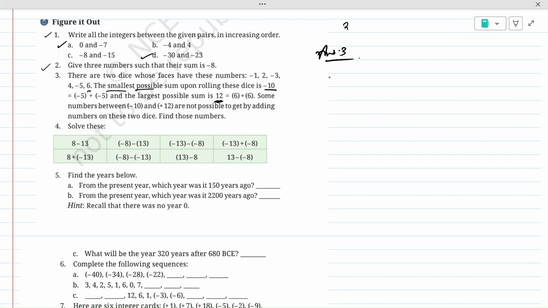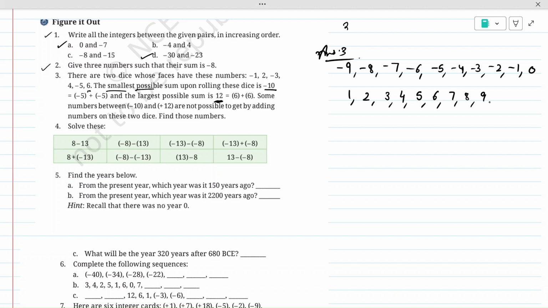Okay, so let's do one thing. First of all, write the numbers which fall in the range of -10 and 12. So since it is between, I'll write -9, -8, -7, -6, -5, -4, -3, -2, -1 and 0, and then 1 to 11 counting, right? 4, 5, 6, 7, 8, 9, 10 and 11.